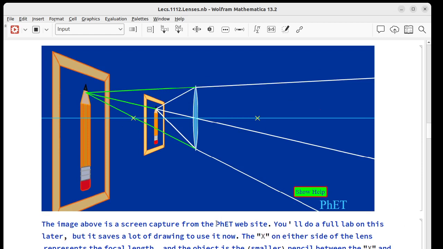If you want to go play around with this, it's phet.colorado.edu, and you can just look for all kinds of different simulations.